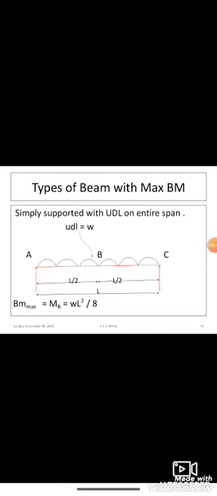Now this is a type of beam, simply supported with UDL on the entire span. So maximum bending moment is W L square divided by 8. Solution. We have to find first the maximum bending moment. M is equal to WL square divided by 8. W is 100 into length 10,000 whole square divided by 8. M is equal to 1.25 into 10 raised to 9 Newton mm.